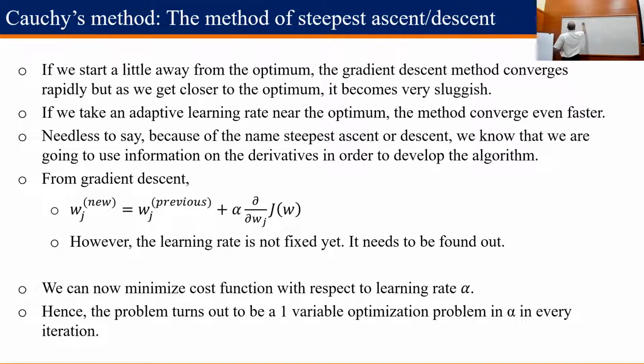Wj new equals Wj plus alpha into gradient of J of W. The funda is alpha. The alpha is not fixed.